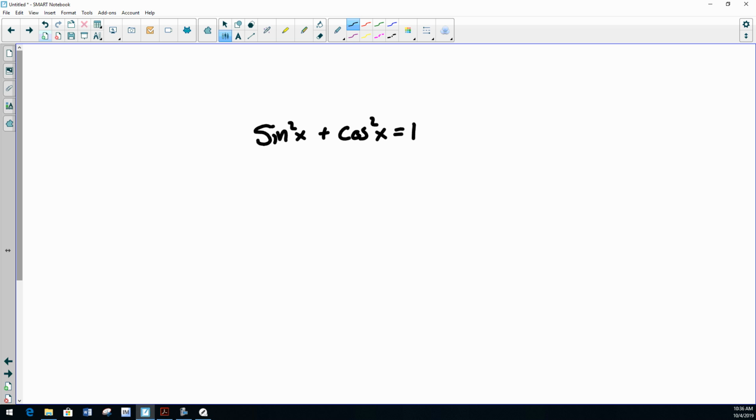We're going to do this in our head, okay? We're going to divide everything by sine squared. We'll do it together. What is sine squared divided by sine squared? 1. What is cosine squared divided by sine squared? I haven't heard it yet. Cotangent squared x.